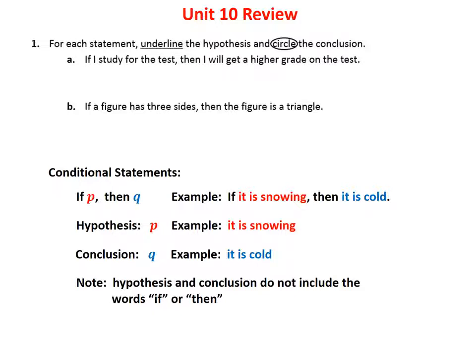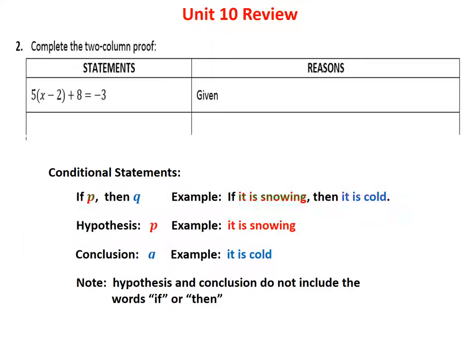So we look up here, if I study for the test, so next to the if is I study for the test. That's my hypothesis. Then I will get a higher grade on the test. I will get a higher grade on the test is my conclusion. So that's what I circle. Likewise in B, if a figure has three sides, so the hypothesis, the if part, is a figure has three sides. Then the figure is a triangle. The figure is a triangle is my conclusion.